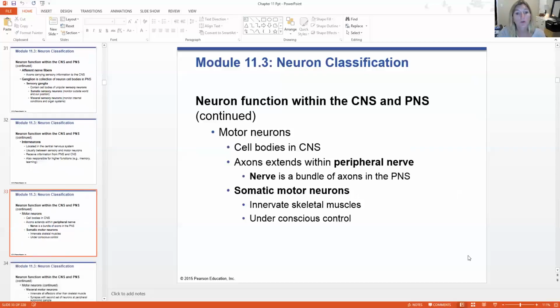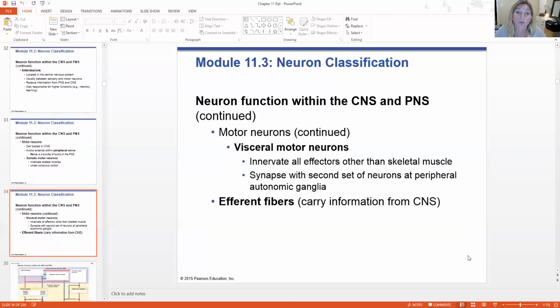Motor neurons are where the cell bodies are located inside the central nervous system, as opposed to sensory, where they're outside of the central nervous system. The axons can go into a peripheral nerve, and a nerve is a bundle of axons in the peripheral nervous system. So again, we tend to think of the word nerve and we think of all the nervous tissue in general, but a nerve is specifically a bundle of axons in the peripheral nervous system. And you have somatic motor neurons, which are innervating our skeletal muscles under conscious control. You can consciously command your body to do the robot or whatever.